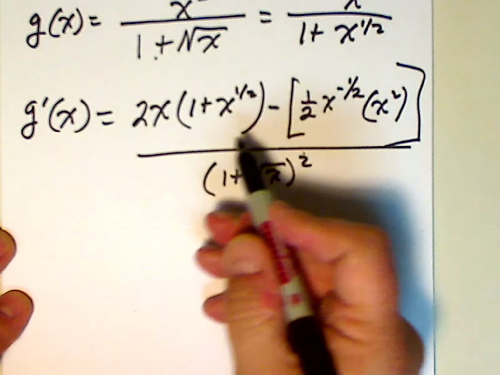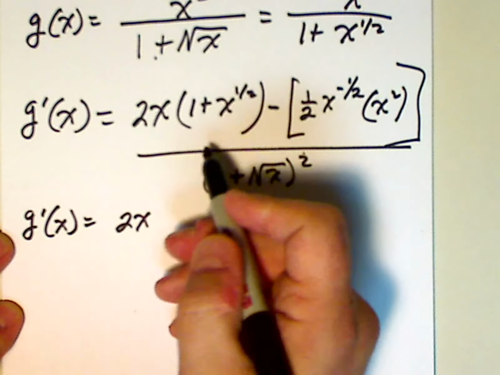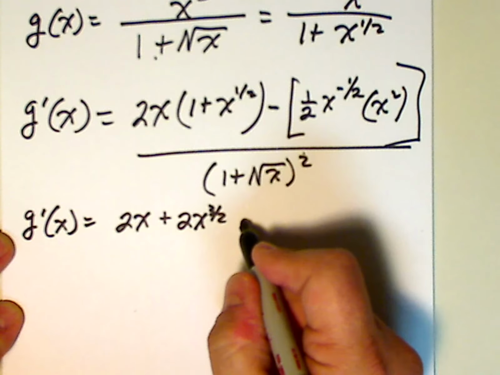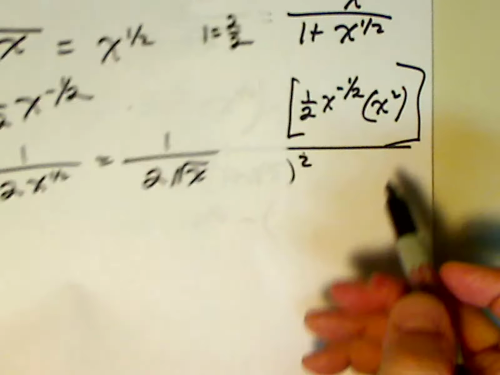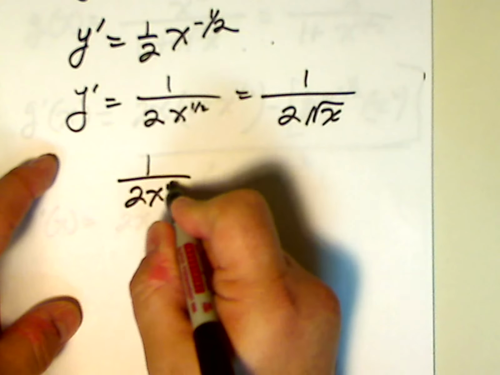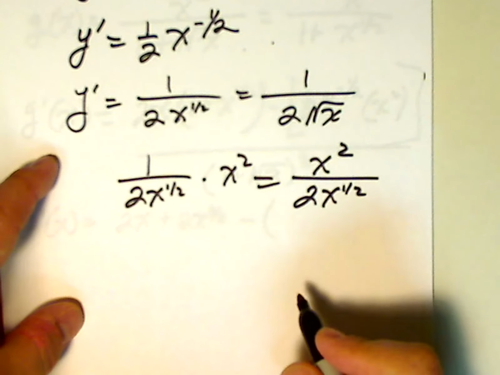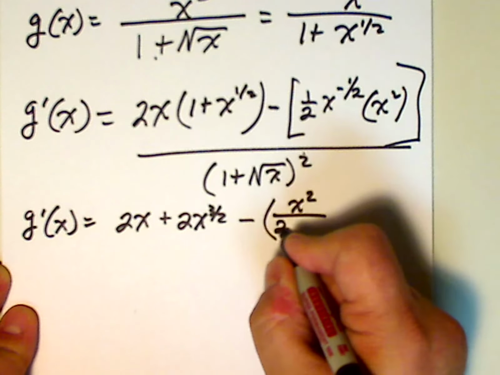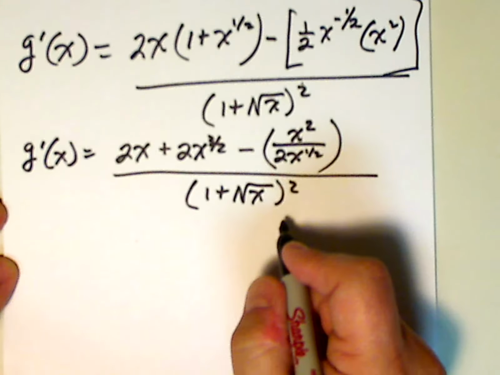Let's do our multiplications, distribute and combine where we can combine. So g prime: 2x times 1 is 2x. 2x times x to the 1/2 is 2x to the 3/2, minus, well, let's see what we've got going here. We know that this is the same as 1 over 2x to the 1/2. So if we take 1 over 2x to the 1/2 and multiply it by x squared, we get x squared over 2x to the 1/2. So let's do that. Minus x squared over 2x to the 1/2, over the denominator squared. Okay.